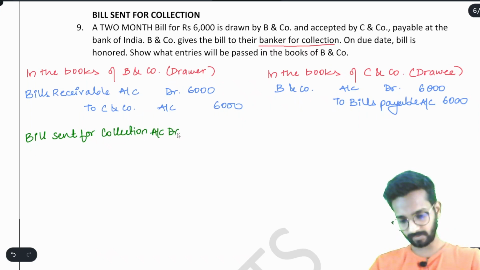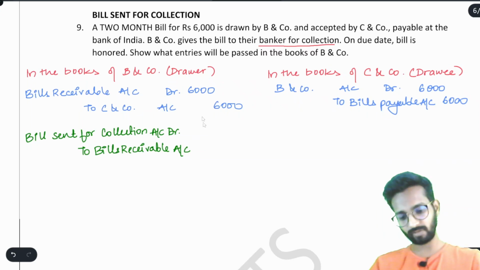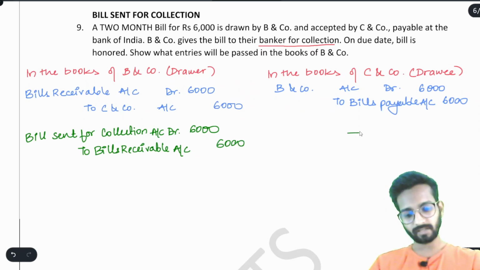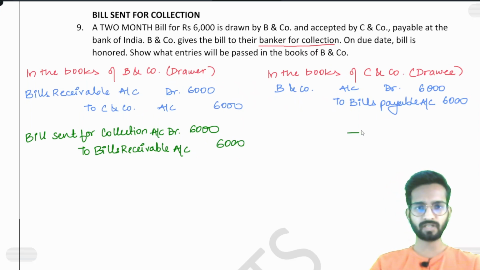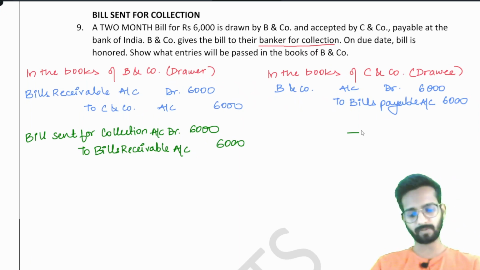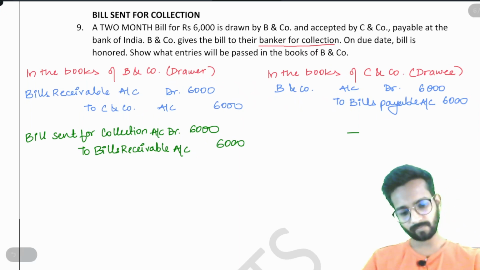Bill sent for collection account debit to what he has given to the bank? Bills. To bills receivable. See, there is a particular department in the bank that does all this work. Okay, bill sent for collection account debit to bills receivable 6,000 and 6,000. What will C write as the entry? Nothing, because C doesn't even know what the drawer is doing with that particular bill.